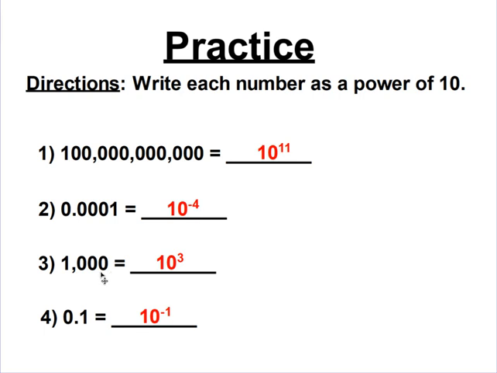This one here, I have 3 jumps to go from the end of the number to where the comma is basically, because that's right after the 1, and it's a larger number than 1, so it's 10 to the 3rd power. And the last one, I only have to jump 1 space to get to the right of the 1, so it's going to be 10 to the 1st power, but it's negative 1 because this number here is less than 1. All right, so that was your lesson about powers of 10.